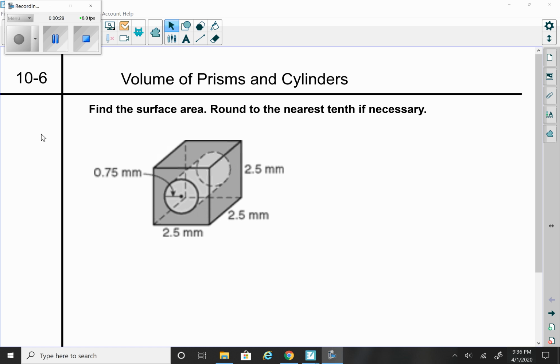So in our ball ringer right here, go ahead and make sure you have your spiral out, and I'd like you to try to find the surface area. Again, this is a review of our previous unit. Find the surface area of this shape.